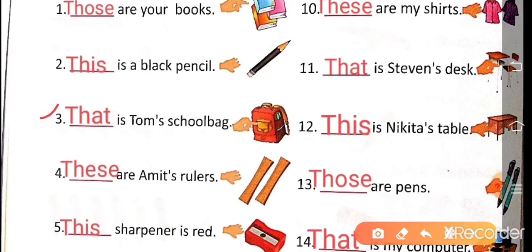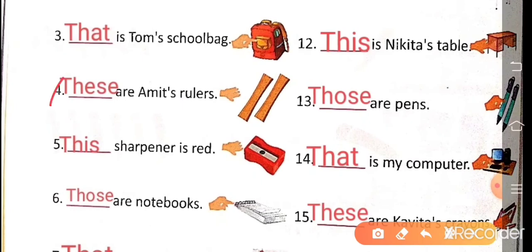Now number 3, dash is Tom's school bag. So this hand indicates for far. So that is Tom's school bag. Number 4, fill in the blanks, dash are Amit's rulers. This hand indicates for near. So for near, these are Amit's rulers.